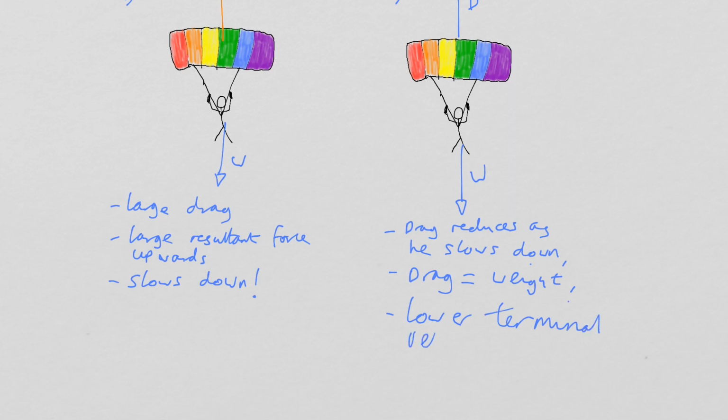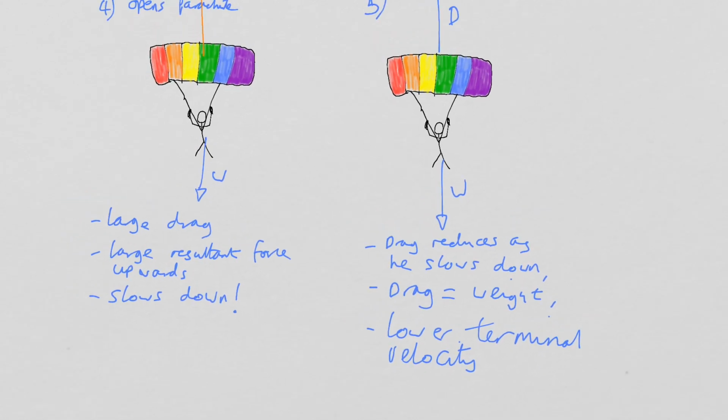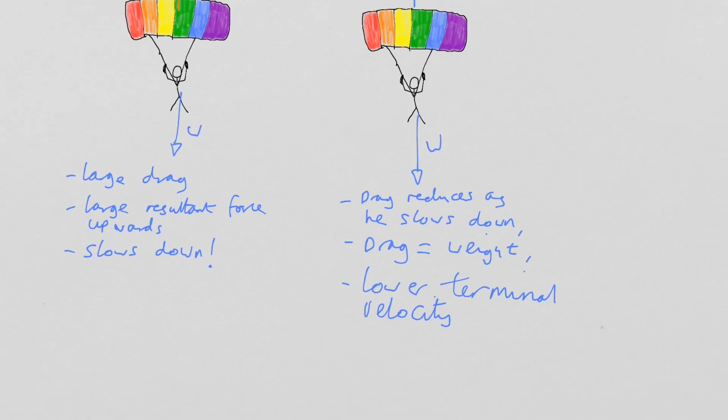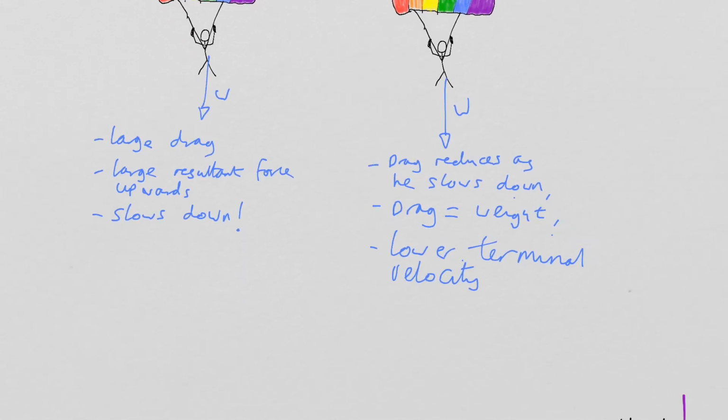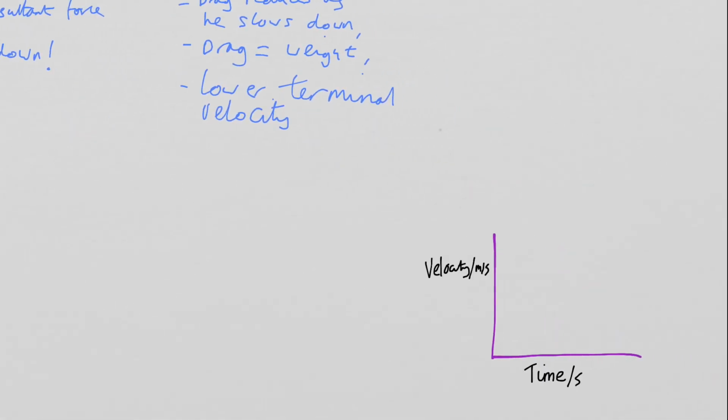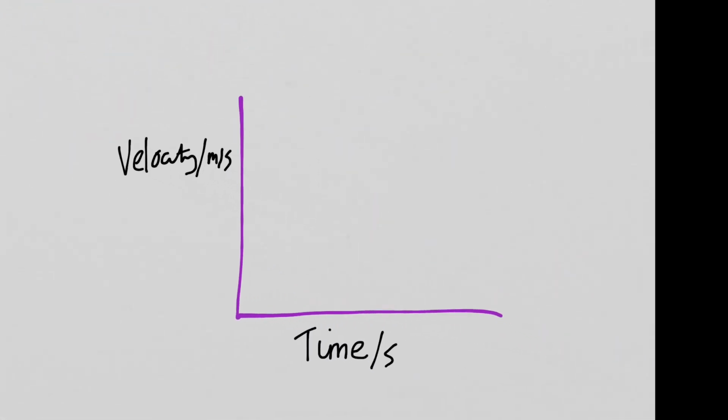Okay, so he's going to open his parachute, significantly increase his surface area. A large resultant force upwards is going to cause him to slow down. As he slows down, the force of drag will go down until eventually it equals his weight again. And he's going to reach a new constant speed, a new terminal velocity at a much lower velocity than he was initially, because that parachute is going to give him a much bigger drag for whatever speed he's moving at, and that's because he's got a bigger surface area.